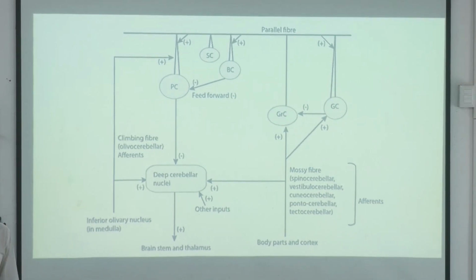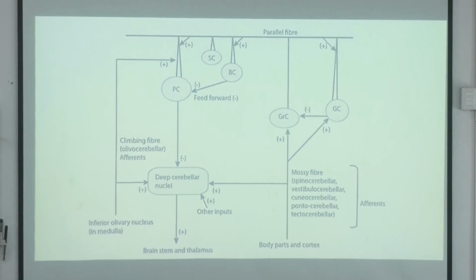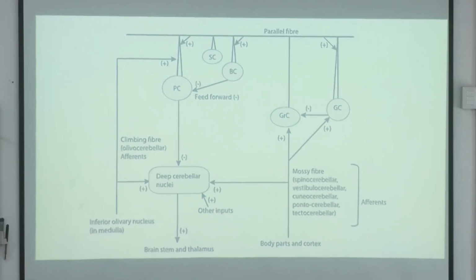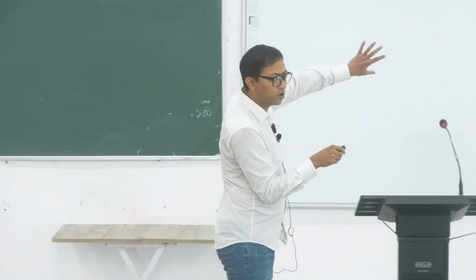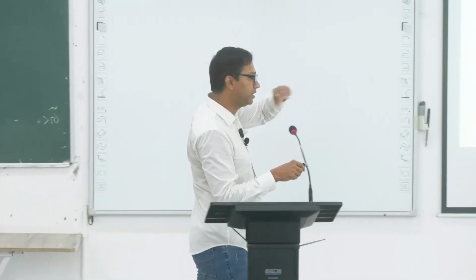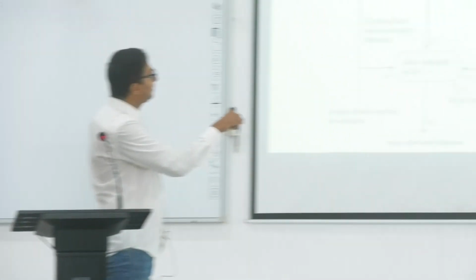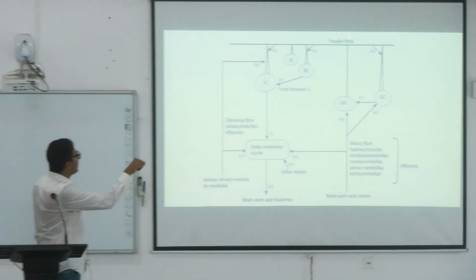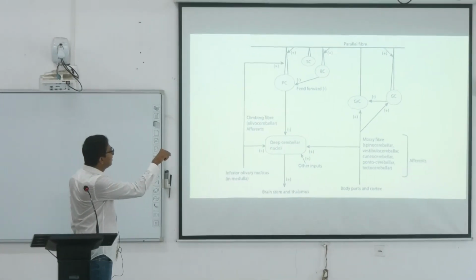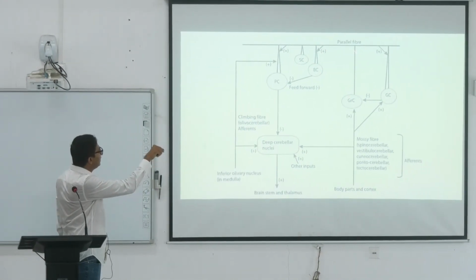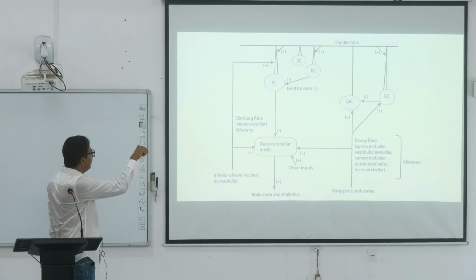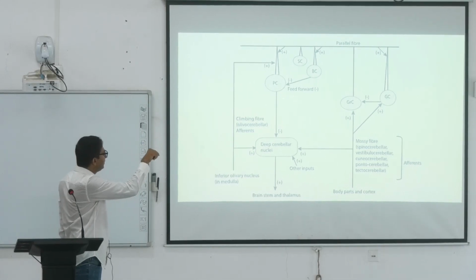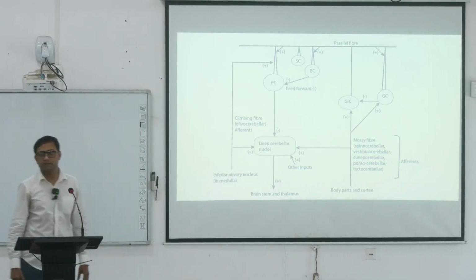Very, very common question which comes in first professional MBBS examination: what is feed forward inhibition, and give me an example. So here is an example. If you remember to draw this diagram, you will always remember what is feed forward inhibition. Here the granular cell activates basket cell, see the plus sign, through parallel fibers, and basket cell in turn inhibits Purkinje cell. So it is feed forward inhibition, right.